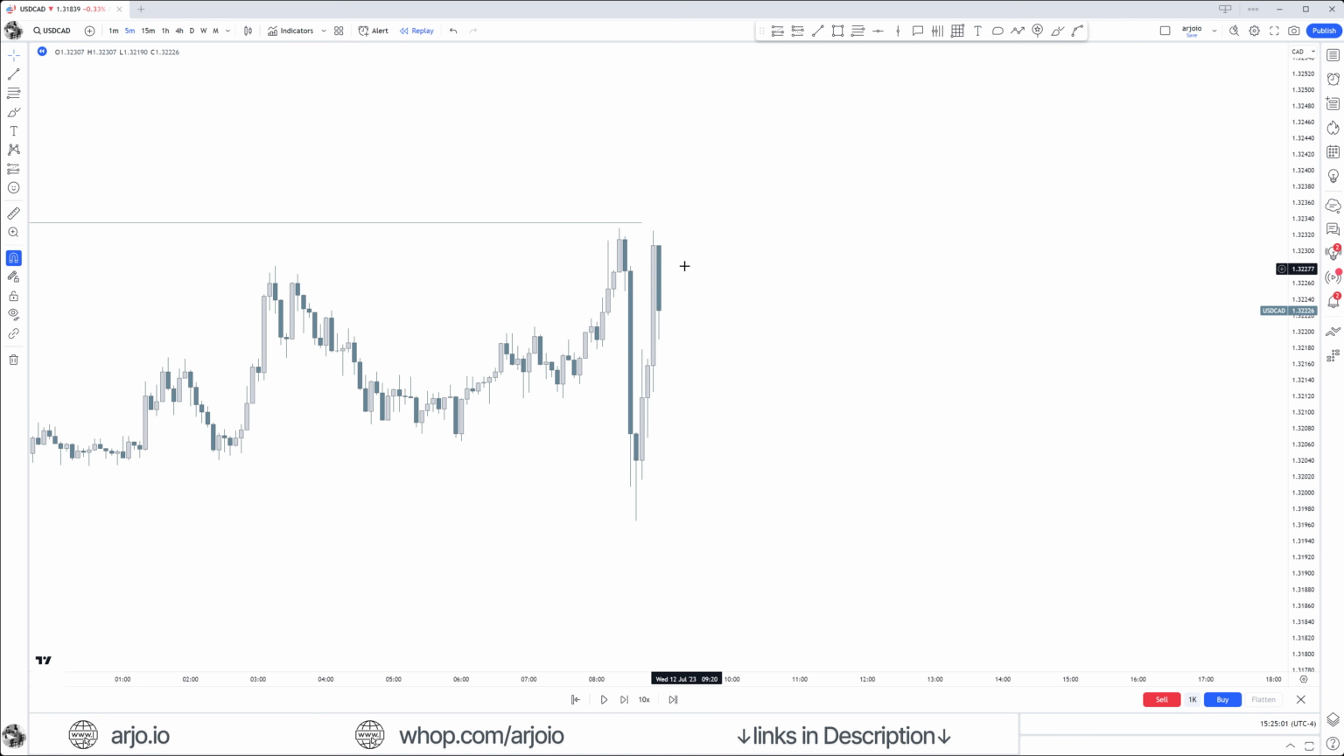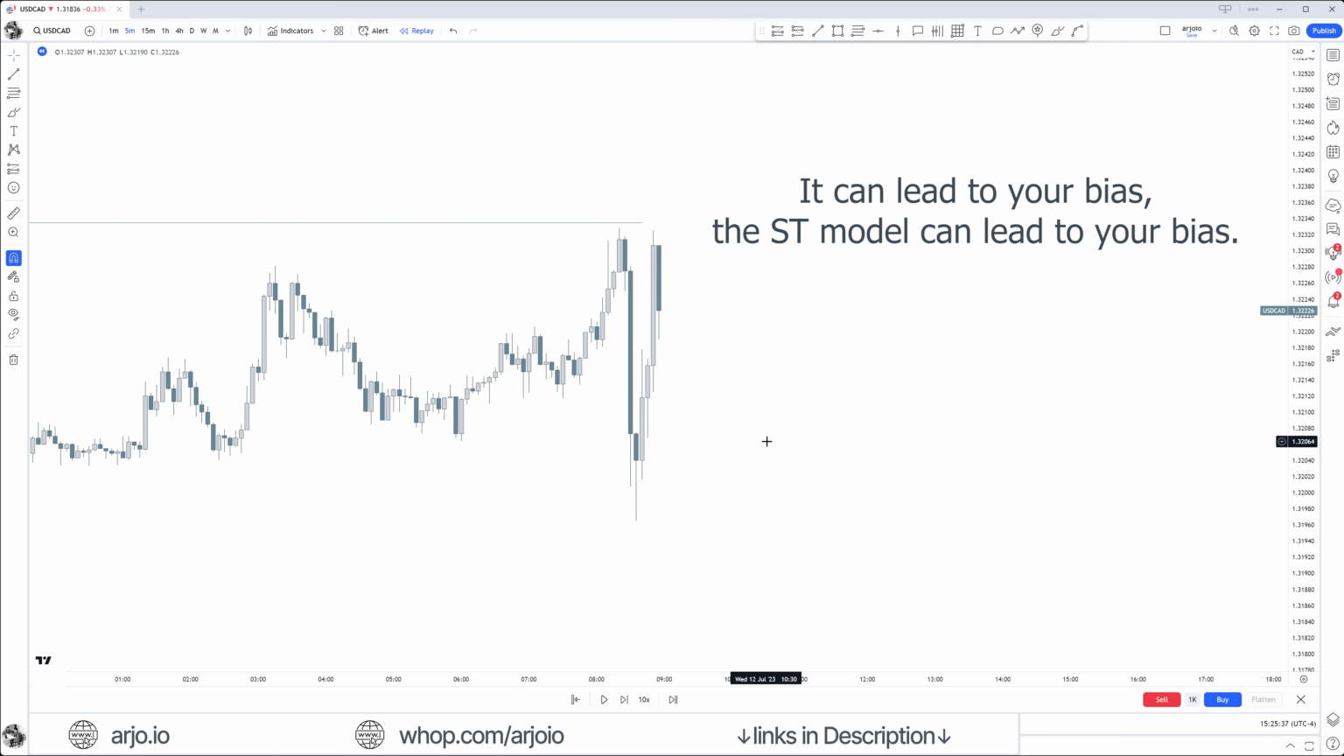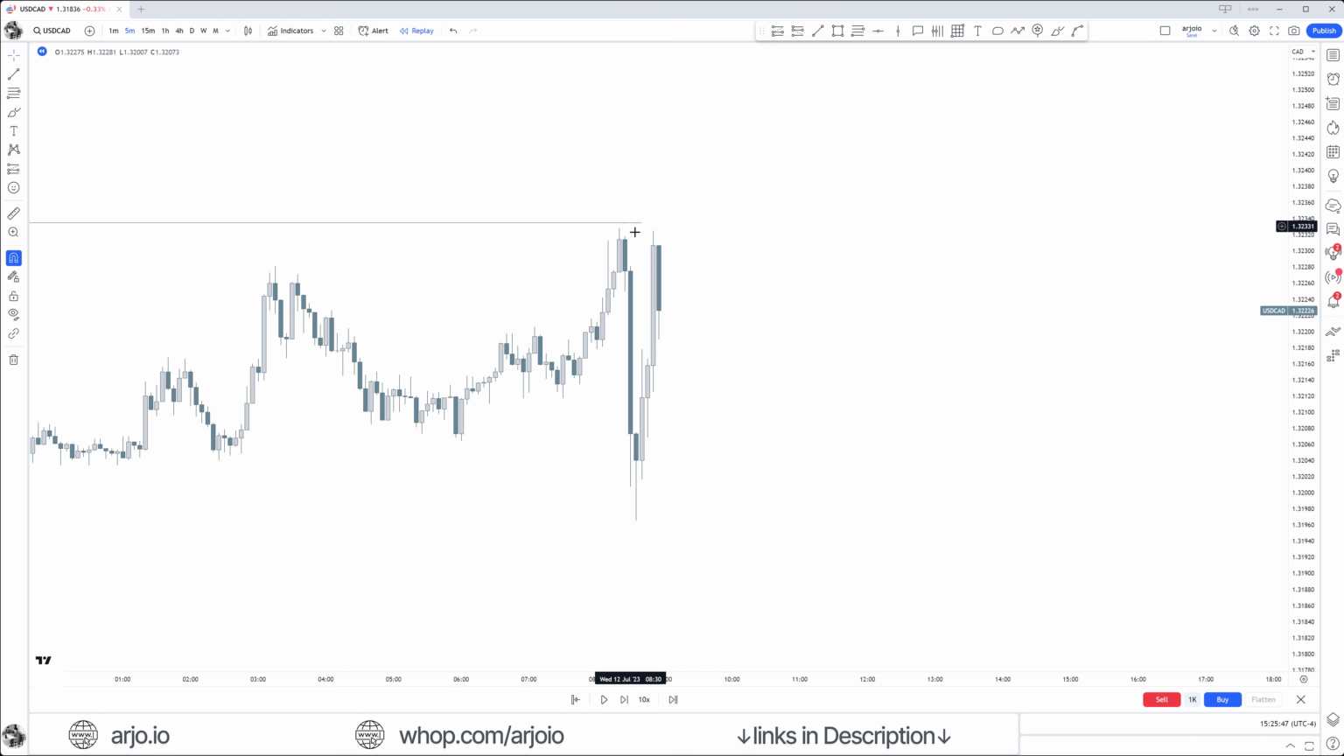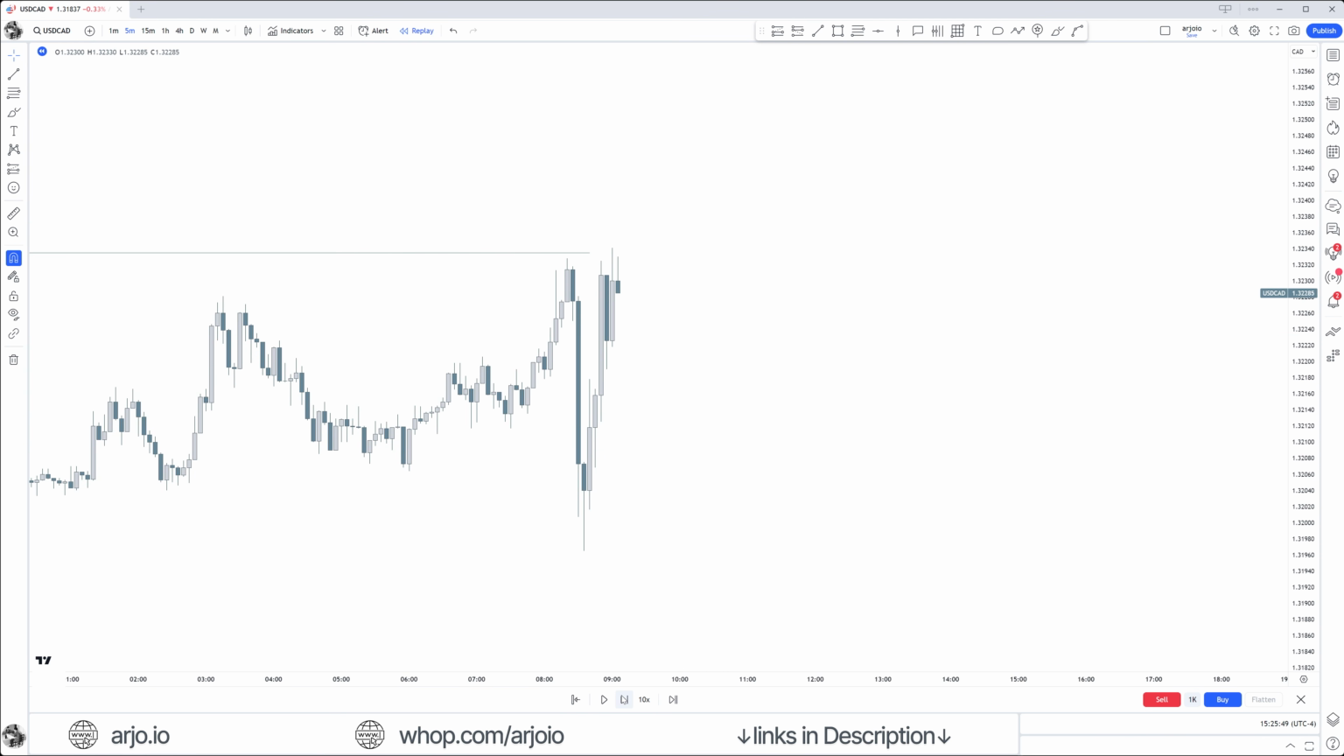Now, the line you are seeing right there is a 4-hour premium array. So why didn't I take this trade right there? Again, you need context. Everything that you're doing, you need context behind it. So as well, the reversal pattern that we're talking about here is, of course, fractal. So the same reversal pattern can be applied on the higher time frame. The ST model is not only for your low time frame, it is as well suitable for the higher time frame. It can lead to your bias. The ST model can lead to your bias. We wait for that premium array right there to be tapped into. We tap into it right there.